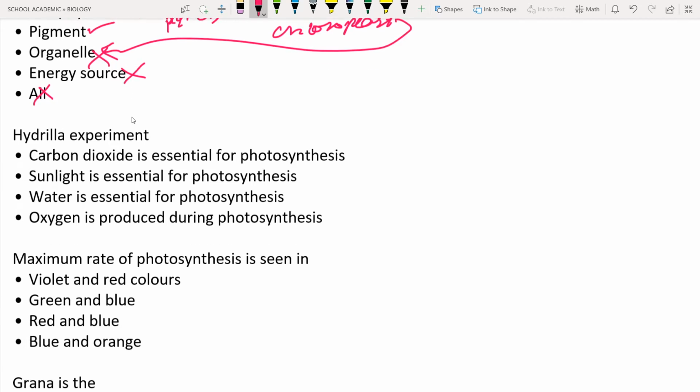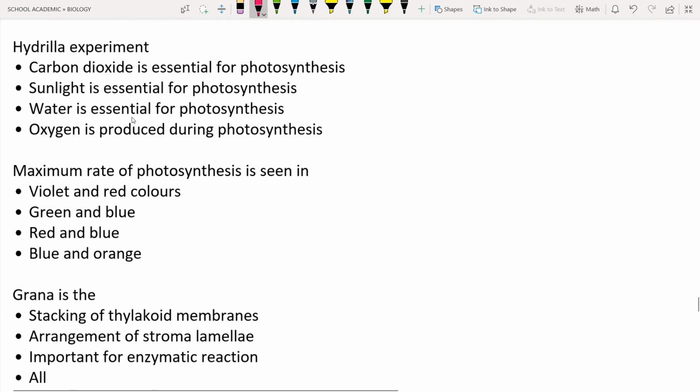Next is the hydrilla experiment. What is the hydrilla experiment saying? The first option, carbon dioxide is essential for photosynthesis, is for the moll's half-leaf experiment. So this option is wrong. Next, sunlight is essential for photosynthesis. Up to some extent it is correct, so we will put it in confusion, keep it for later review, and go for another option.